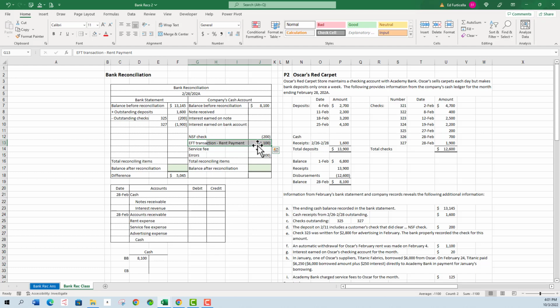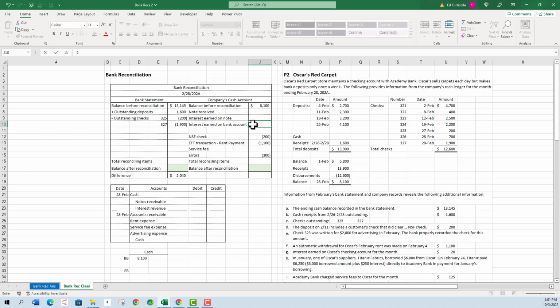Letter G states that interest earned on Oscar's checking account for the month was $20. Bank checking accounts may or may not pay interest. In Oscar's case, they apparently do, and he's earned $20. That $20 is already part of the bank statement. It needs to be included in Oscar's checking account balance.